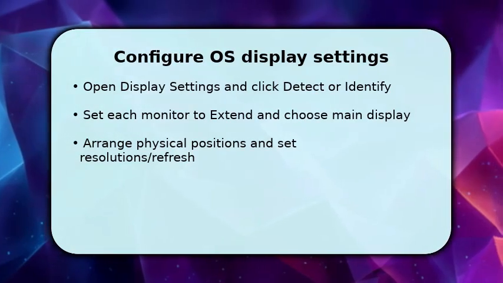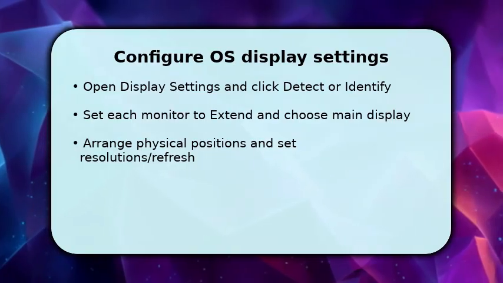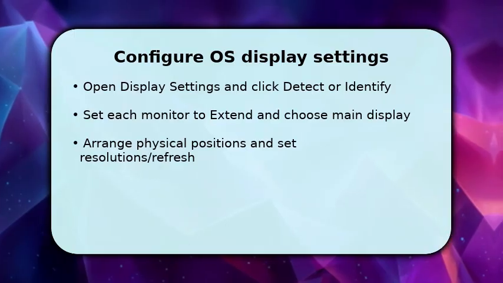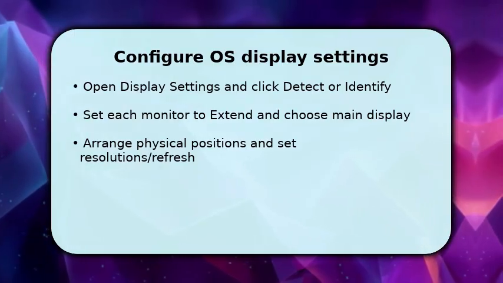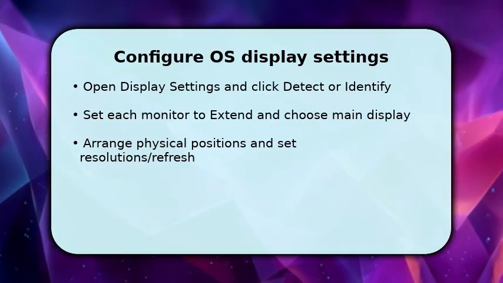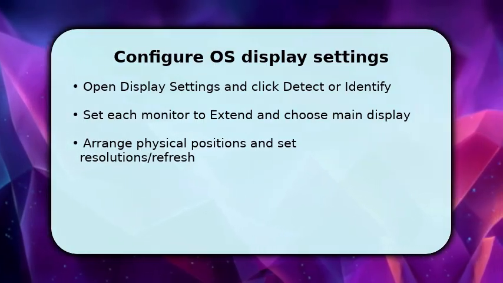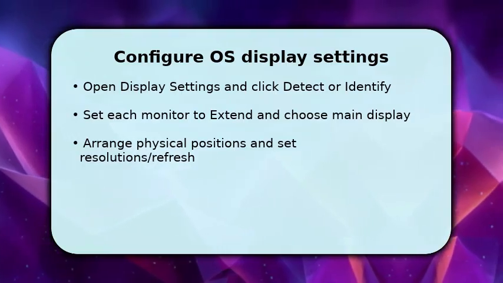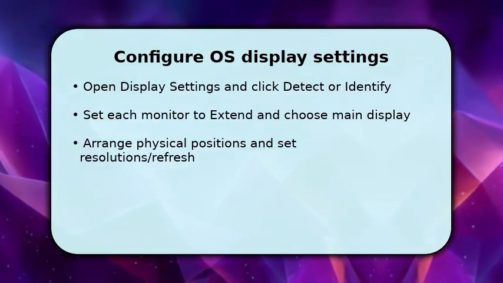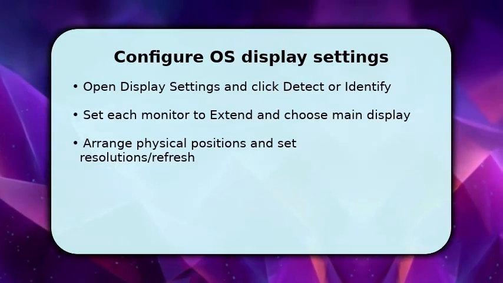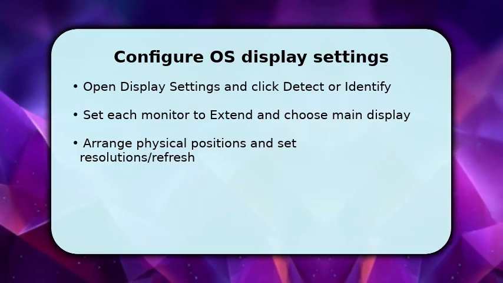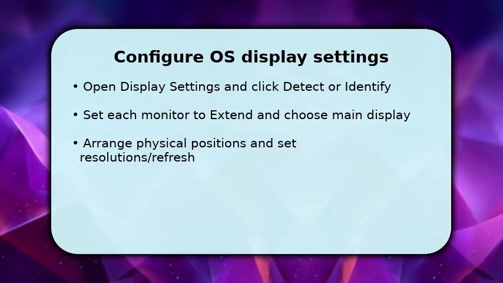Next, you open your operating system display settings to tell the computer how to use the 3 connected screens. Once detected, set each monitor from duplicate to extend so each shows different content, then pick which one is your primary display for taskbars or menus. Make sure to arrange the monitors in the settings to match their physical layout and adjust resolution and refresh rate per screen so scaling and performance remain smooth across the trio.